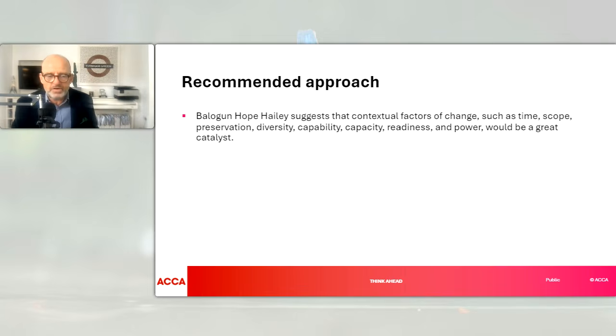And because you have familiarized yourself with the ACCA SBL syllabus, you would know about a model called the Balogun-Hope-Haley model, which is about contextual features of change, which basically means the success of a change is dependent or contextual on things such as time, scope, preservation, diversity, capability, capacity, readiness, power. Yeah, that would be a great framework, and that would be what I would hope you would have used. Yep. But I'll show you.